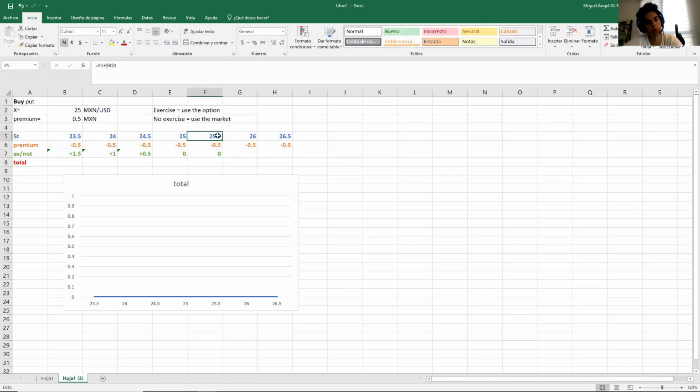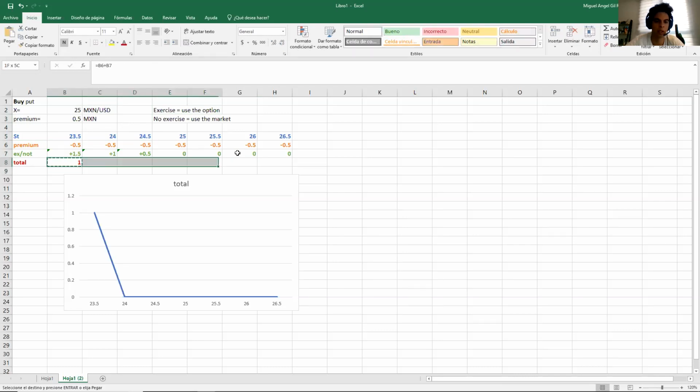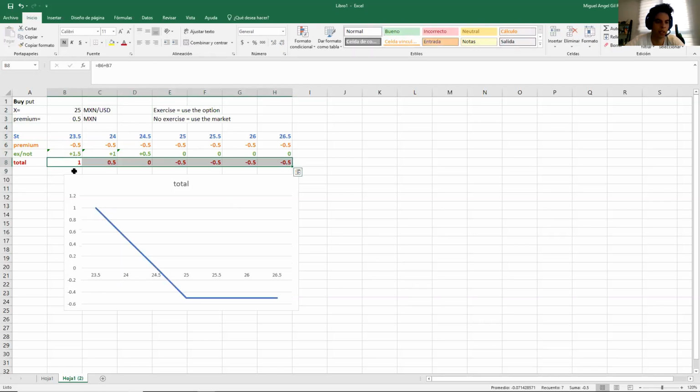I prefer to go to the market and sell it at 25.5. So then I forget about my option. I just go to the market and I sell it in the market. So no exercise. At 26 is the same. I prefer 26. So 0 and 0. And then remember, the last thing is just adding the two numbers, adding this and this, and you get a profit of 1. Then this and this, you get a profit of 0.5, then 0, then minus 0.5, minus 0.5, minus 0.5.